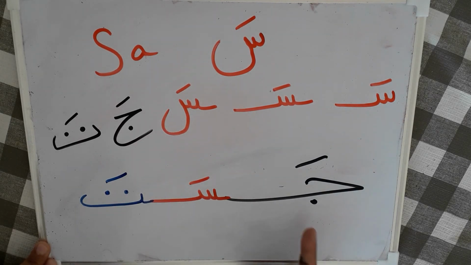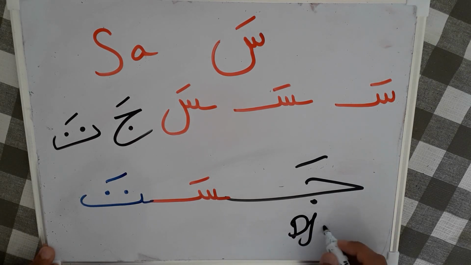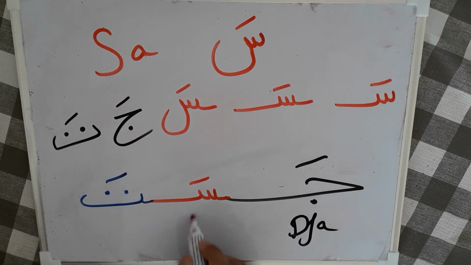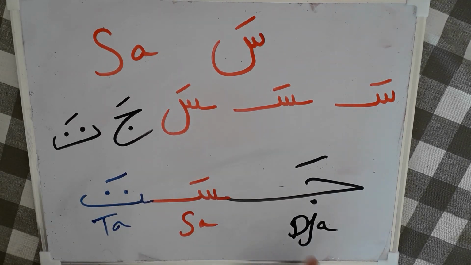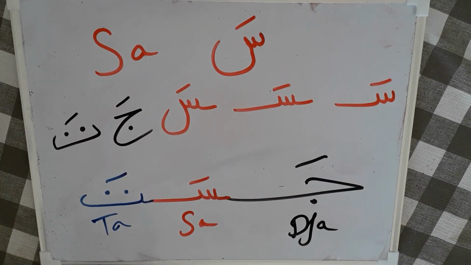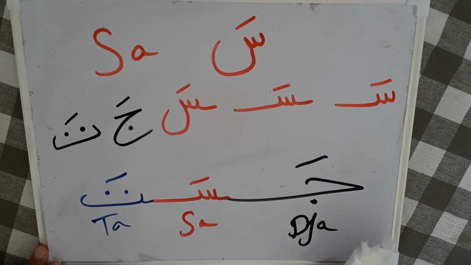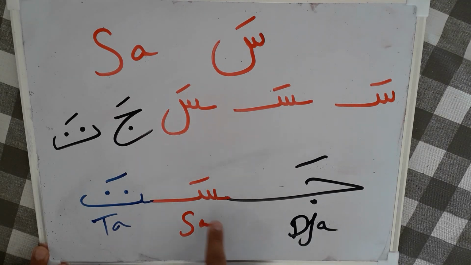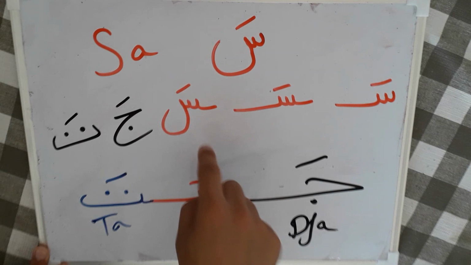Ta. Ja, sa, ta. Again. Ja, sa, ta. Jasata, jasata. Sa in the middle of the word. Let's change. Let's write another word that has sa in the end.